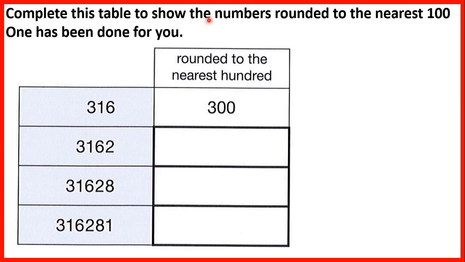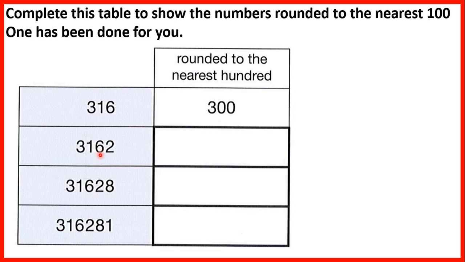Complete this table to show the numbers rounded to the nearest hundred. One has been done for you. So 316 rounded to the nearest hundred is 300. Now we need to round 3,162 to the nearest hundred.